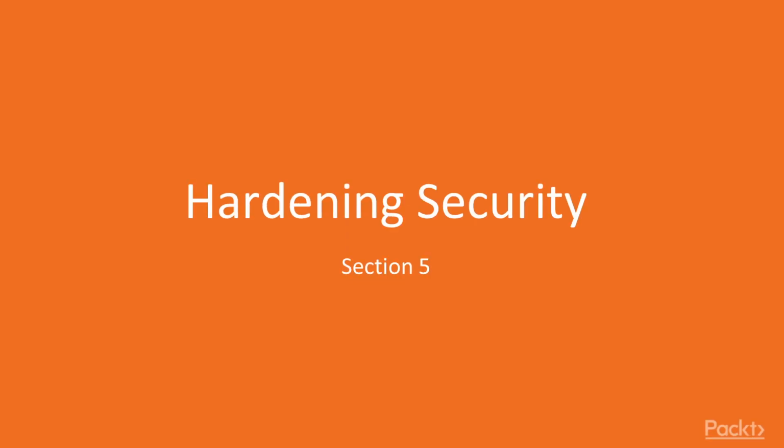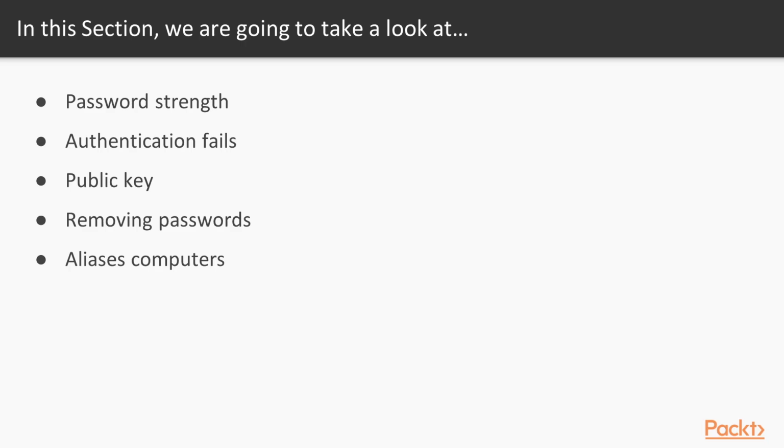Section 5, Hardening Security. In this section, we'll learn about password strength. We'll discover how to make our password authentication stronger, how to fix too many authentication fails, how to use public key authentication on the server, how to remove passwords directly from your server, and how to alias computers, setting up remote logins for easy connecting.